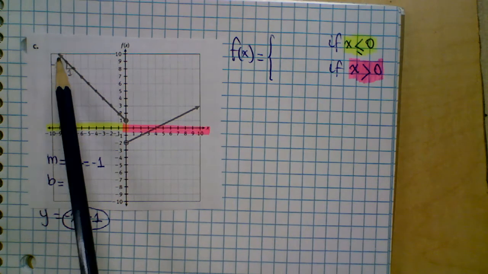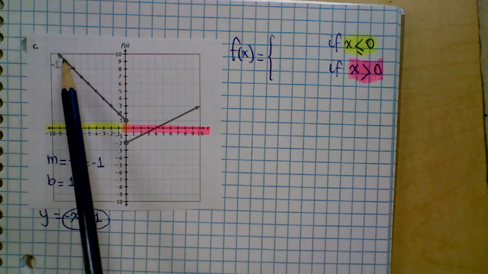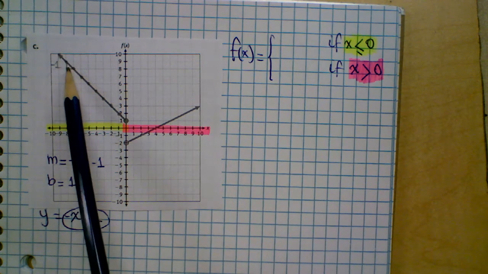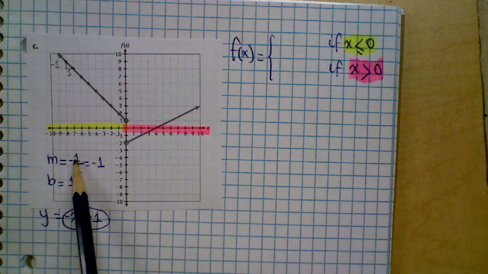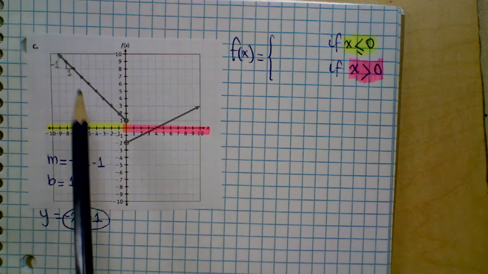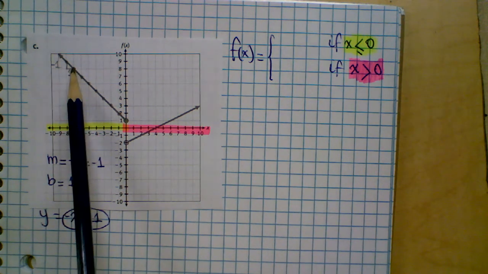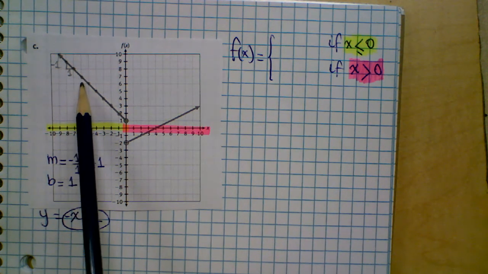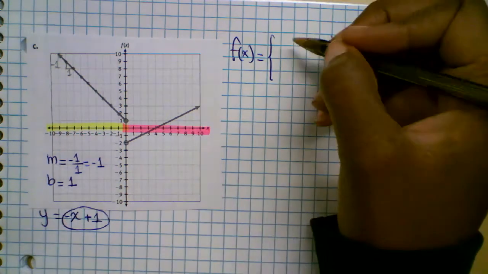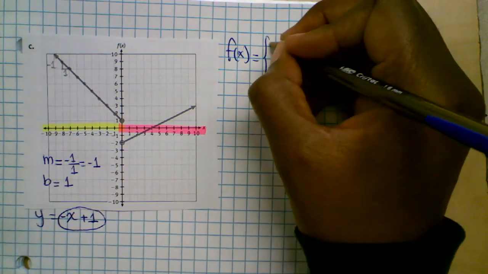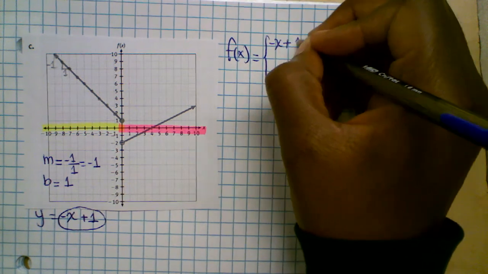So what is happening? You're going down one and moving to the right one. Because you're going down one, the rise is negative one. And because you're going to the right one time, the run is positive one. Again, check again, down one to the right one. So the equation right here on top is negative x plus one.